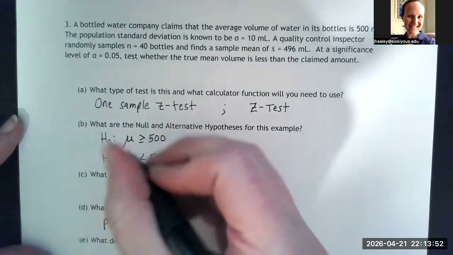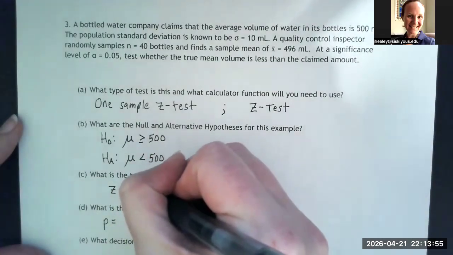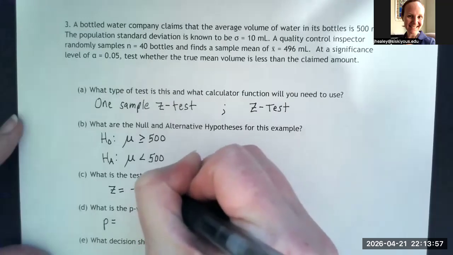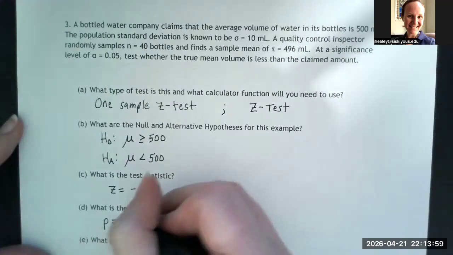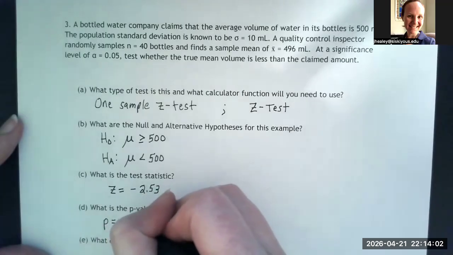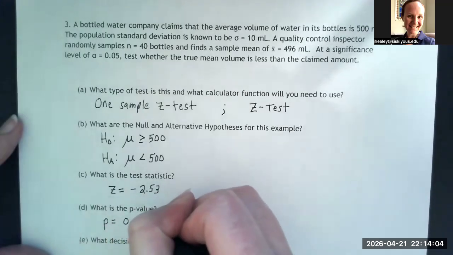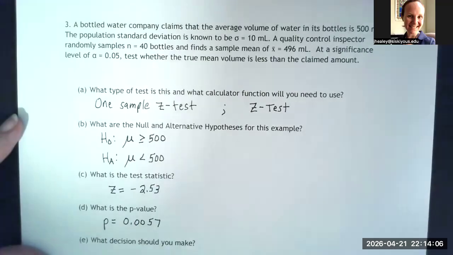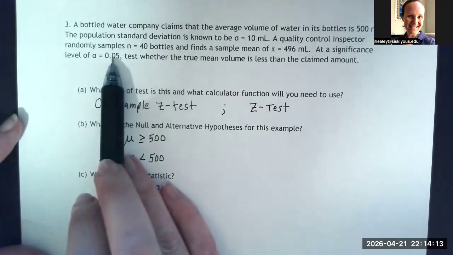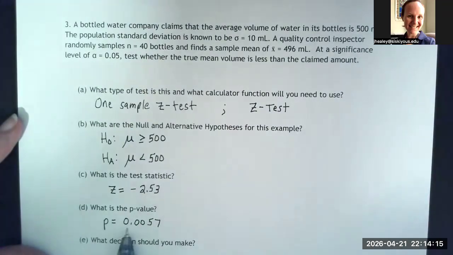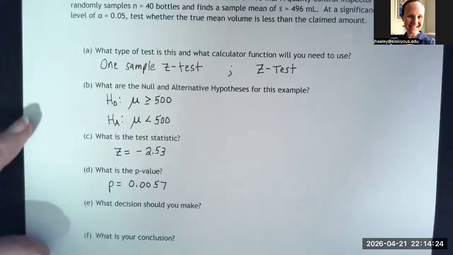We do that, we get our Z value of negative 2.53 approximately, which then gives us a p-value of 0.0057. So we're comparing this p-value to our alpha. So our alpha is about 5 pennies, and our p-value is less than 1 penny. We're at about half a penny going on here. So the p-value is much smaller than our alpha.